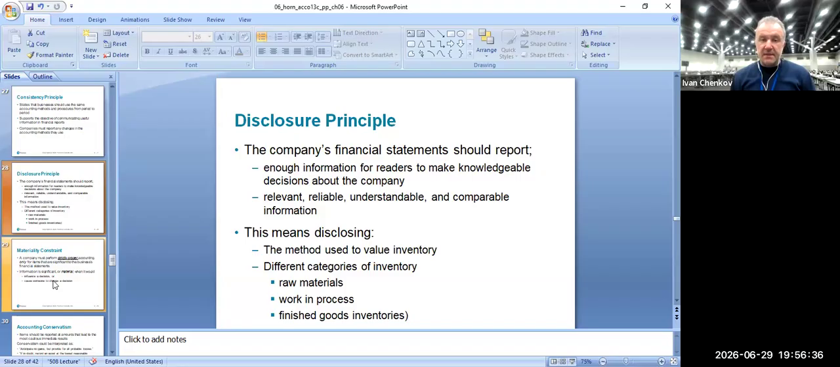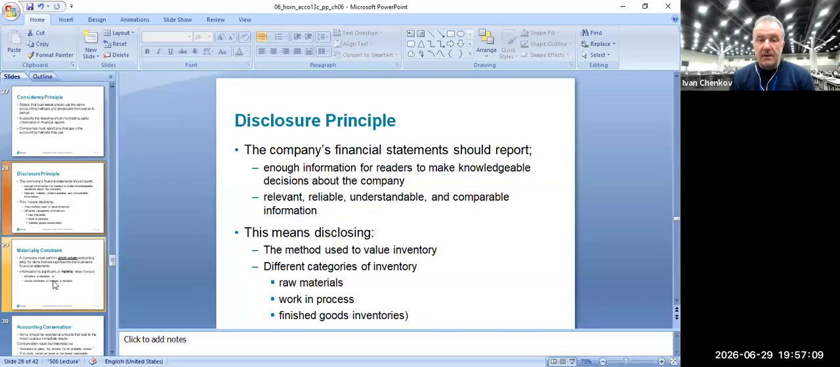The disclosure principle says that the company's financial statements should report enough information about what decisions we're making in the company. In that case, the financial statements are going to be reliable, relevant, understandable, and comparable. We can disclose the method that we use for the inventory. If we have different inventories, we can disclose those differently.